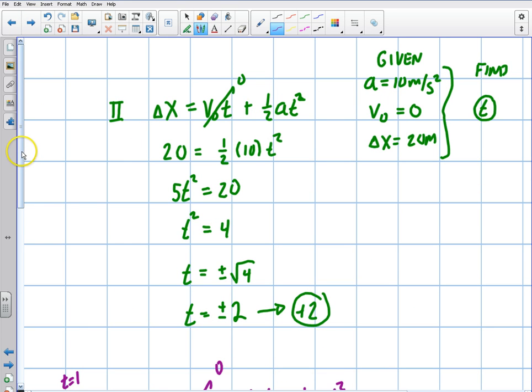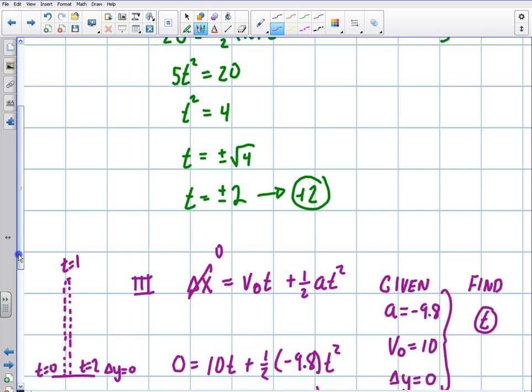The next one we talked about was simply if you start from rest. This is probably the simplest case. Delta x is 1/2 a t squared. How far did you go? In this case, I was just using something along the ground. I used acceleration of 10. My delta x was 20. How long did that take? When we plugged it in, we had 20 equals 1/2 times 10, and we ended up with 5t squared equals 20, t squared equals 4, t is plus or minus the square root of 4, and we're going to just take that positive answer.